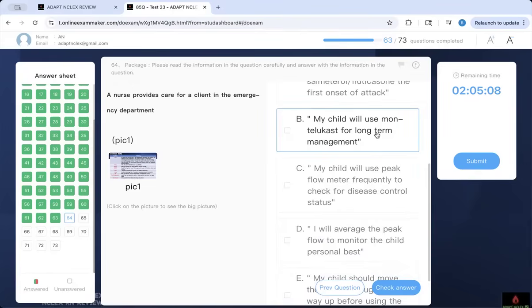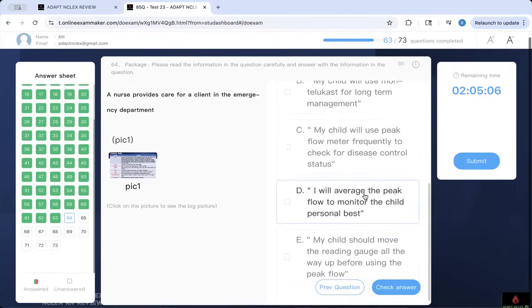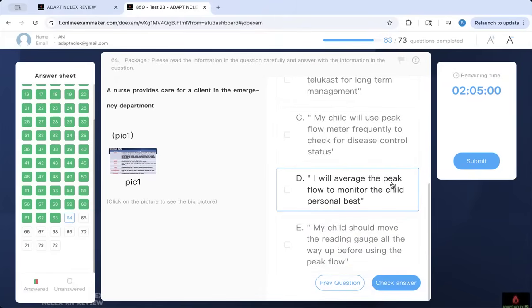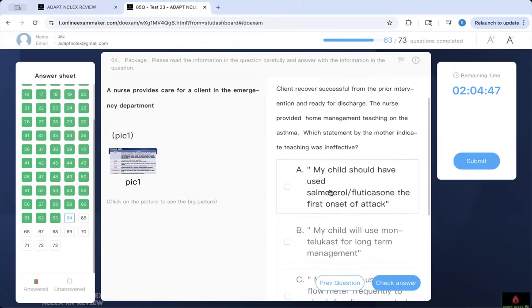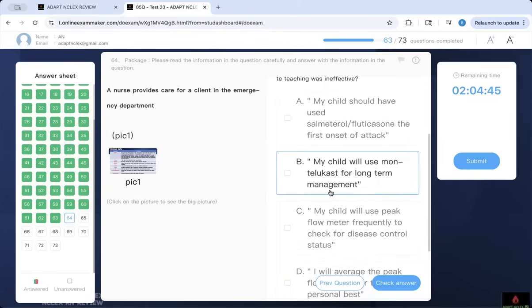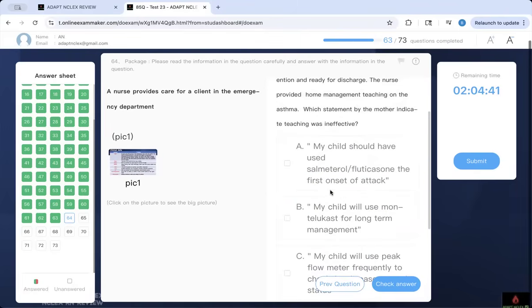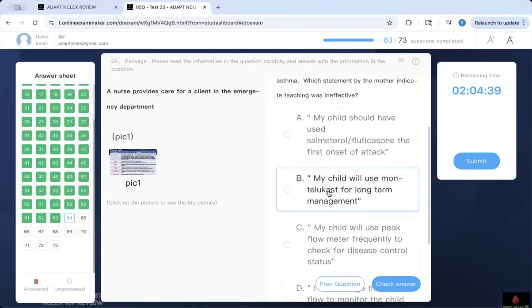My child will use montelukast for long-term management. My child will use peak flow meter frequently to check for disease control. I will average the peak flow to monitor the child's best. My child should move the reading gauge all the way up before the peak flow. These are conditions you've got to teach them to be familiar with, and therefore we go one by one. What do you think? Pause the video, pick your answer choice.